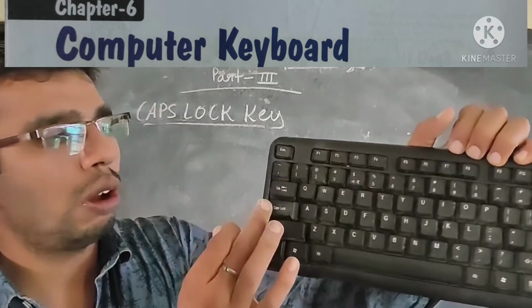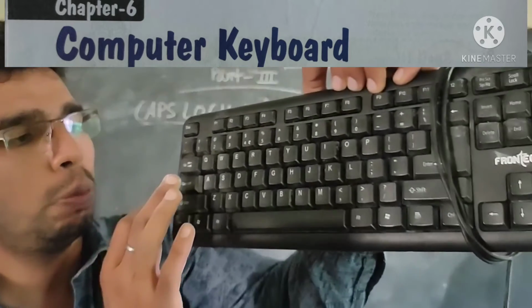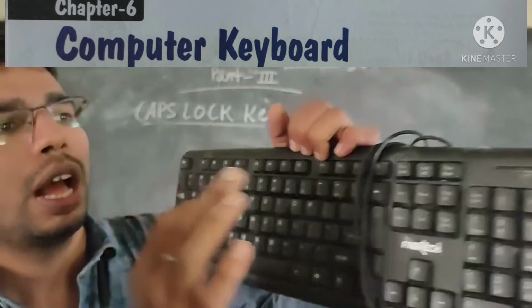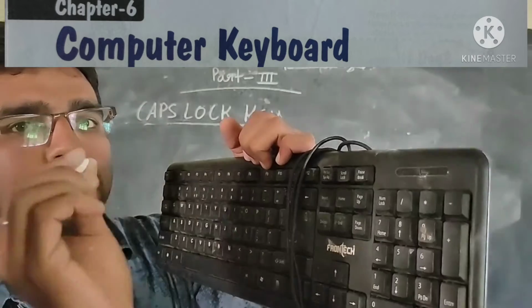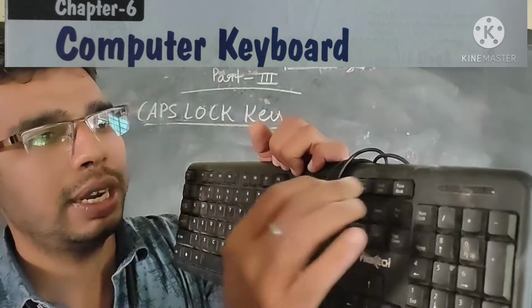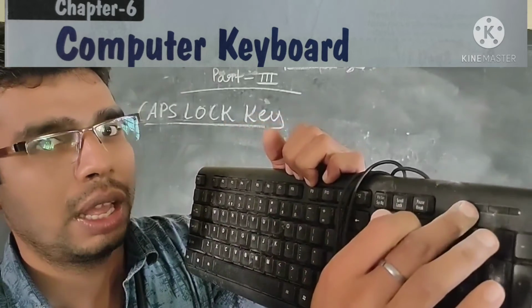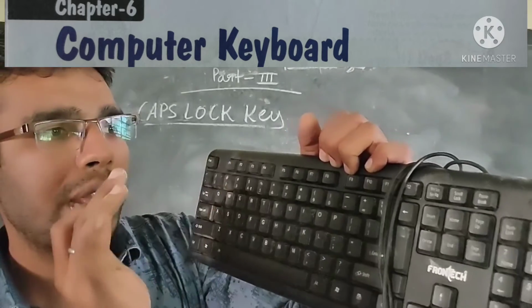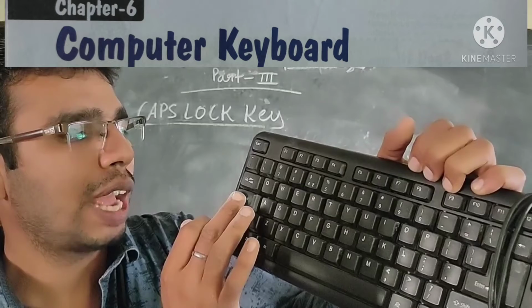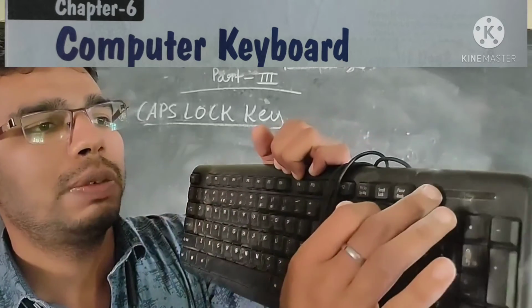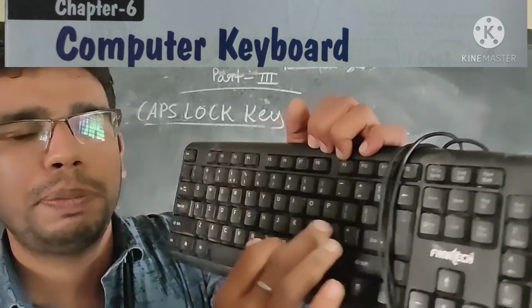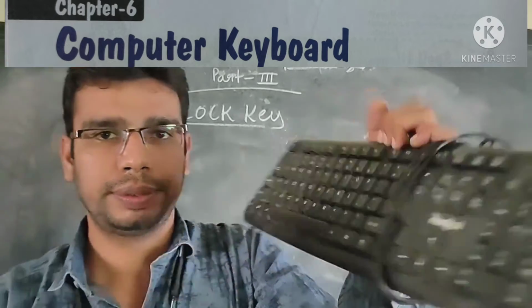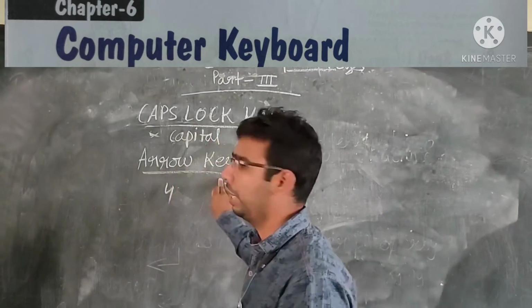This is a caps lock key. When you press caps lock key, a green light will appear. When caps lock key is on, the green light will appear here, and you can type in capital letters. To turn off the caps lock key, press the caps lock key again, the green light will disappear and you can type in small letters.